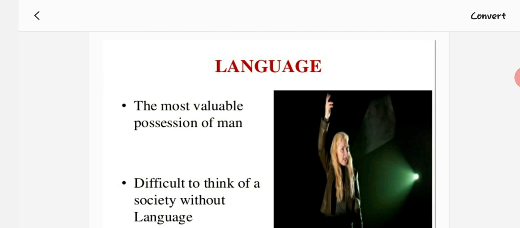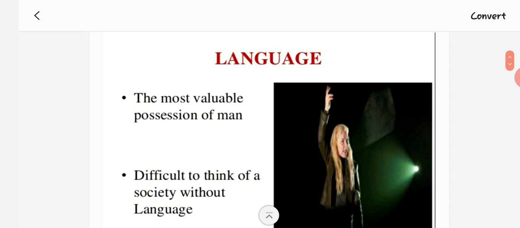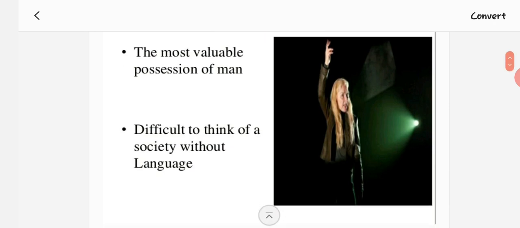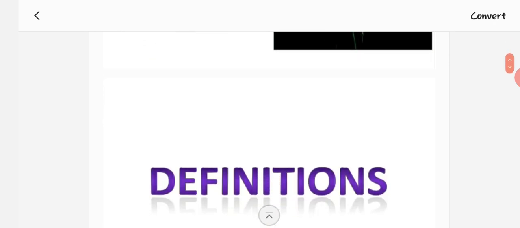So, the most valuable possession of man is the language, and it is difficult to think of a society without language. A society cannot propagate without a language.